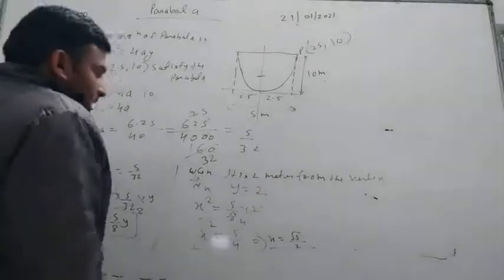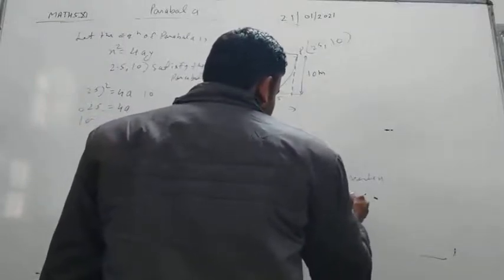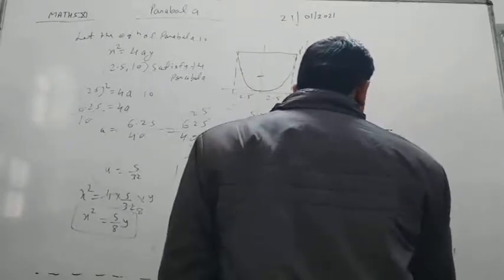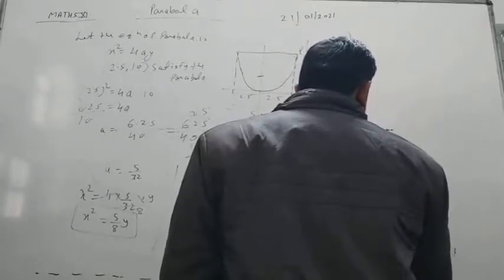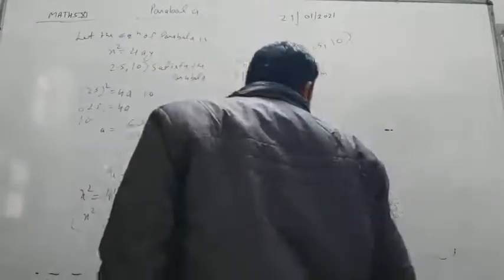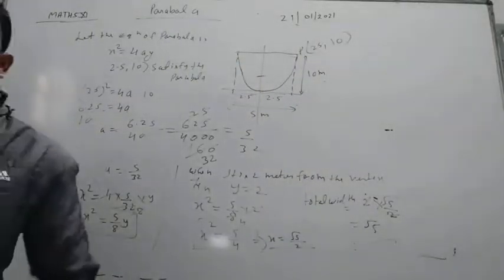So the total width will be 2 times root 5 by 2. So it will cancel, and the total width will be what? It will be root 5. Okay, students. So I hope you understand.